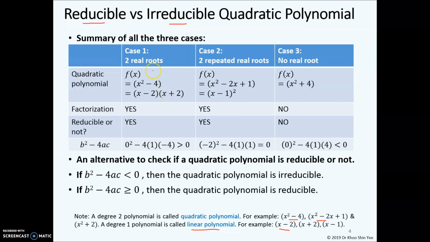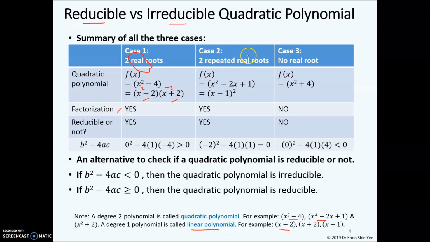And I have shown you that if the root is a real number, like this case, the root is x equal to 2 here and x equal to negative 2 here. So for this case, we can further reduce the x squared minus 4 into x minus 2 multiplied with x plus 2 by using factorization.